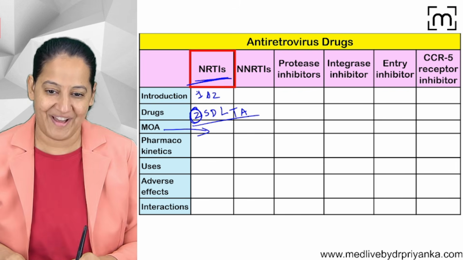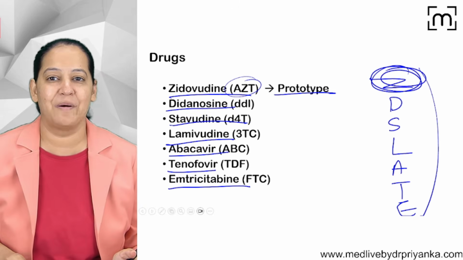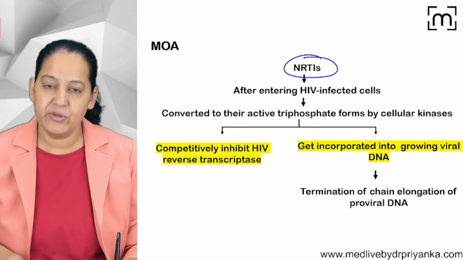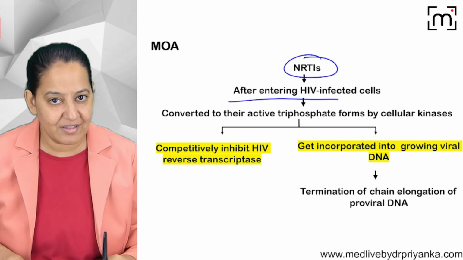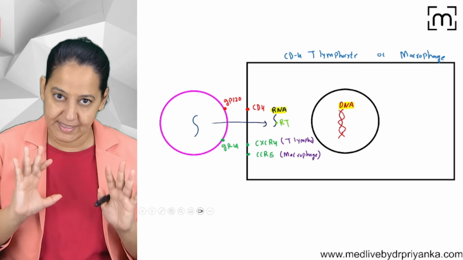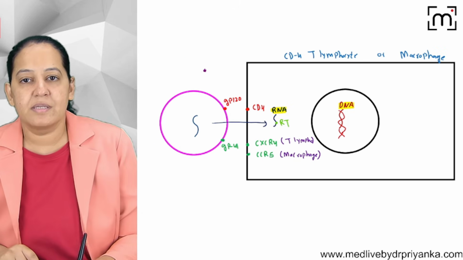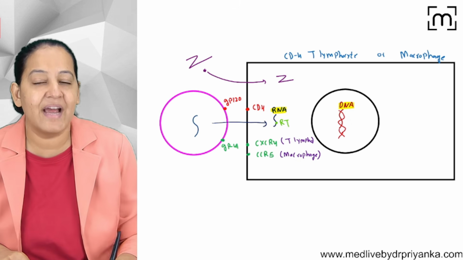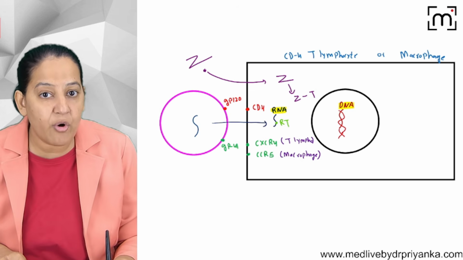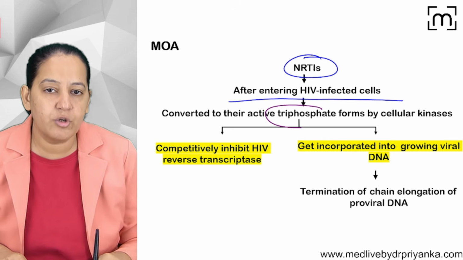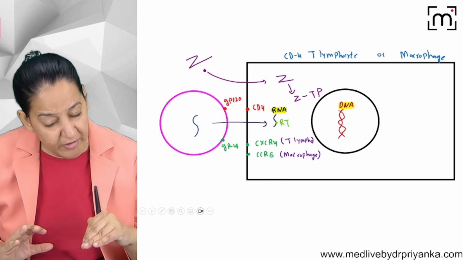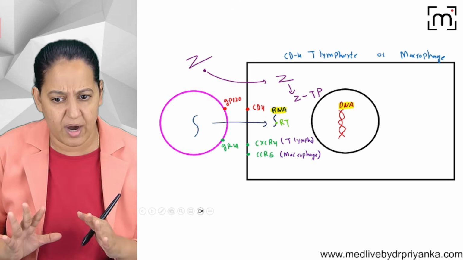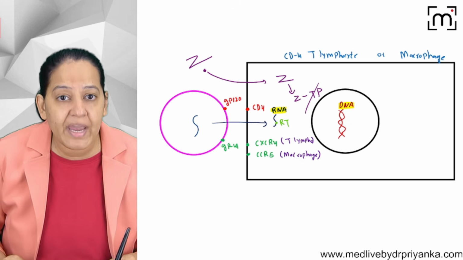Now, mechanism of action, which is the most important. NRTIs, that is nucleoside reverse transcriptase inhibitors, enter the HIV infected cell. This cell is an HIV infected cell. Suppose this is Zidovudine, the prototype drug. Zidovudine will enter inside the cell and convert into Zidovudine triphosphate. If it is lamivudine, it will convert into lamivudine triphosphate. If it is stavudine, stavudine triphosphate. Whatever the drug, it will convert into triphosphate form.